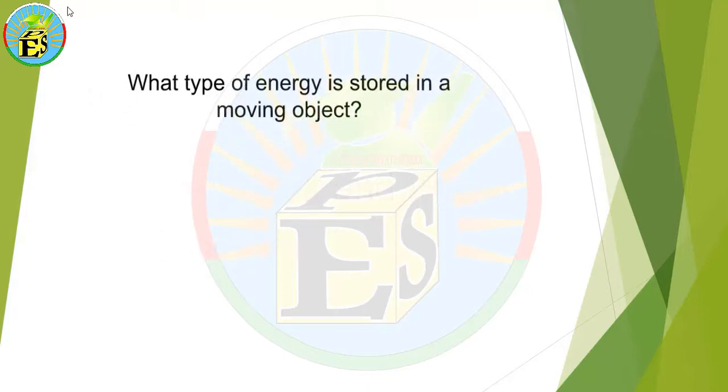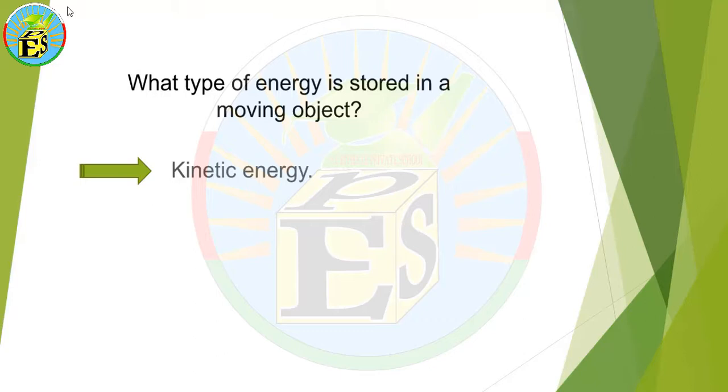The first question: what type of energy is stored in a moving object? Any moving object has energy. This energy is, yes, kinetic energy. We have two types of energy: kinetic energy and potential energy. Potential energy depends on the position or location of the object above the land or the earth, but a moving object has kinetic energy.